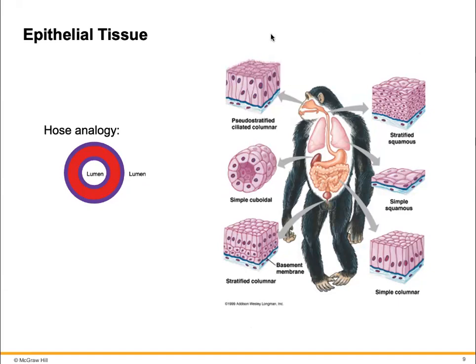So when we're looking at the actual examples over here, you can see the apex on all of them is going to be the top area, with the exception of your simple cuboidal. The apex is the inside of the tube. The basement membrane is that blue membrane that you see down at the bottom. With the simple cuboidal cells, you'll see that it's actually the external portion of it. There would be other connective tissue on the outside of this.